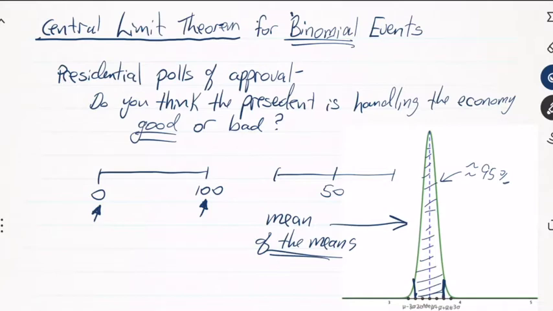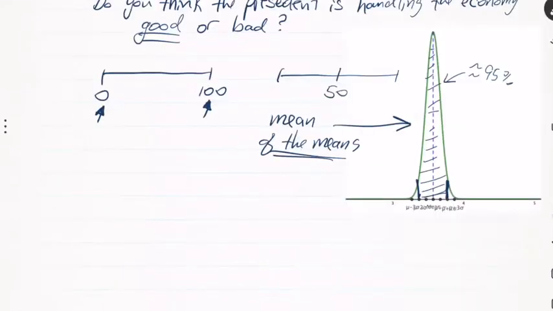And this is where we get polls that say things like 40% of the population approves of the president's handling of the economy, and then in little parentheses it'll say plus or minus 3%. And that plus or minus 3% is trying to contain this true mean. And there are other applications that we can do with it.